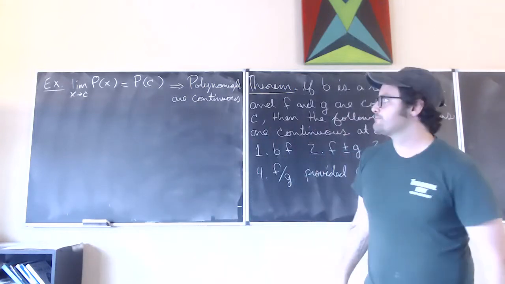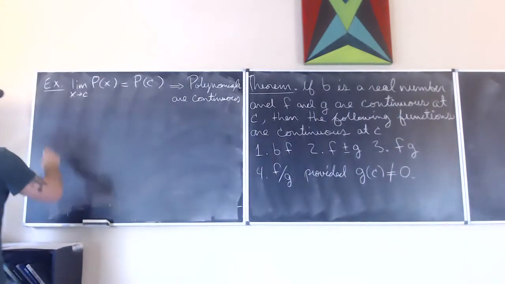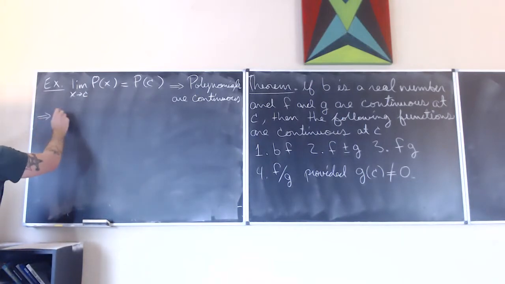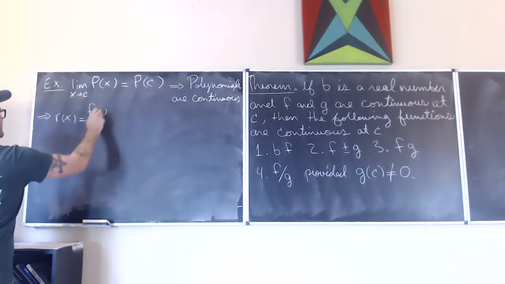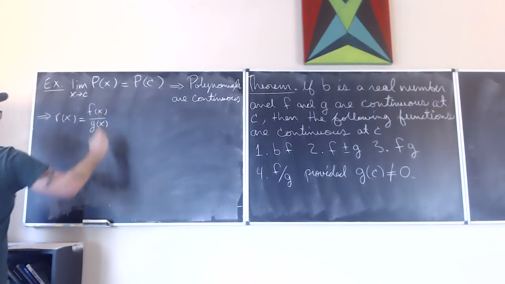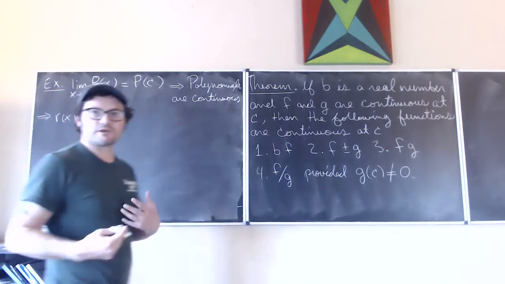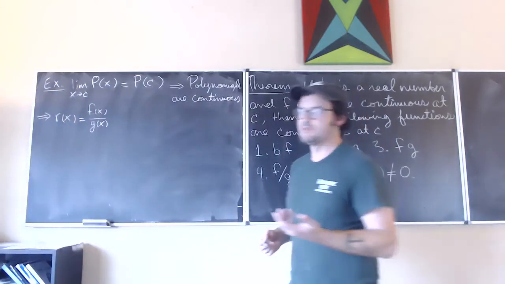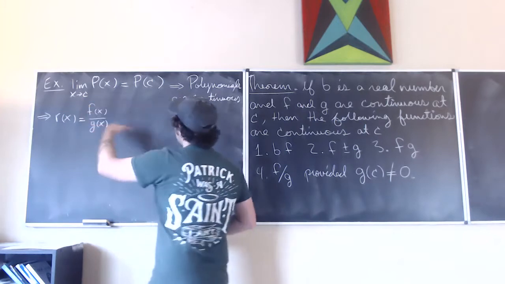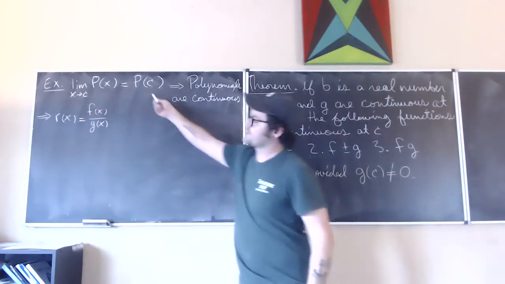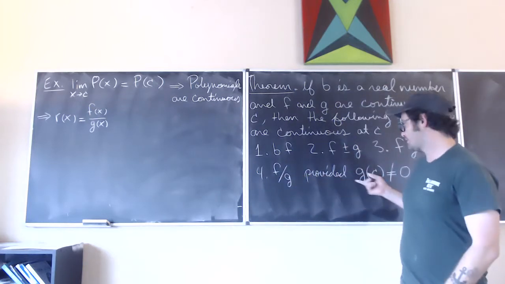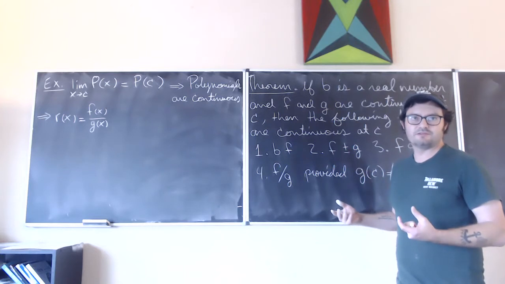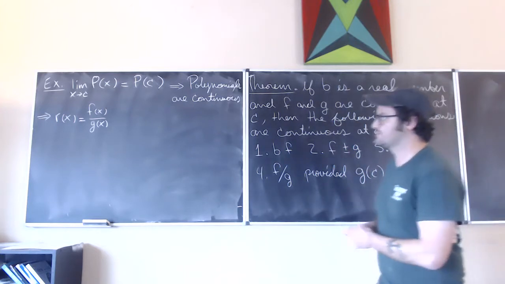Right? But then that also tells us that, say, rational functions are just ratios of polynomials, right? So since polynomials are continuous by this observation here, we know that the ratio of polynomials are continuous at every point, provided the denominator is non-zero.